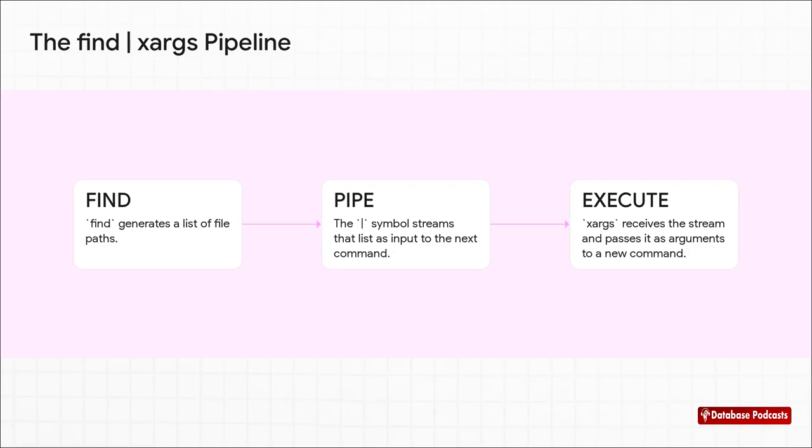So let's break down exactly how this pipeline works. It's actually pretty elegant. First, find does its job and generates a long stream of file paths. Then that little pipe symbol acts like a tube, just feeding that stream directly to the next command in line. And finally, xargs is waiting at the other end to catch that stream and pass all those file paths as arguments to whatever command you want to run.